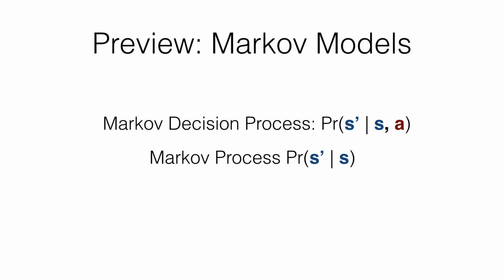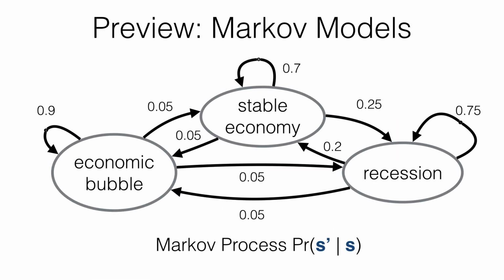Basically, a Markov process is where you don't have the actions, right? So you don't have a decision to make. So that's an easy explanation for why the things are named the way they are, right? Markov decision process versus Markov process. So in a Markov process, you don't have a decision to make. All you have is a bunch of states and a bunch of probabilities of transitioning between states.